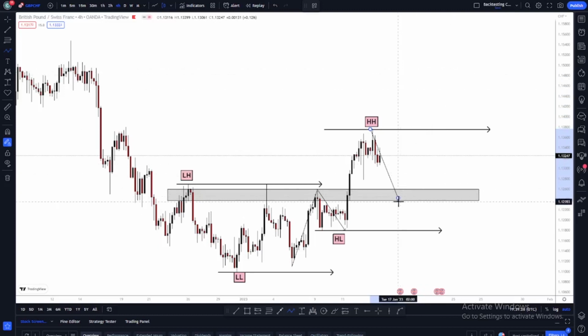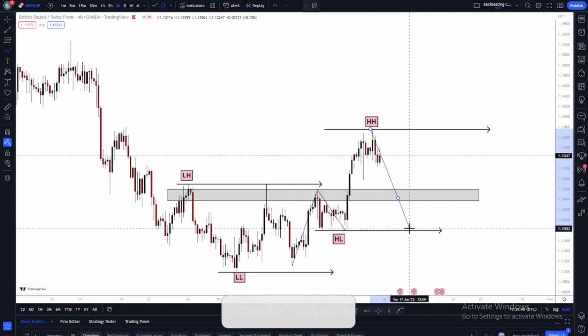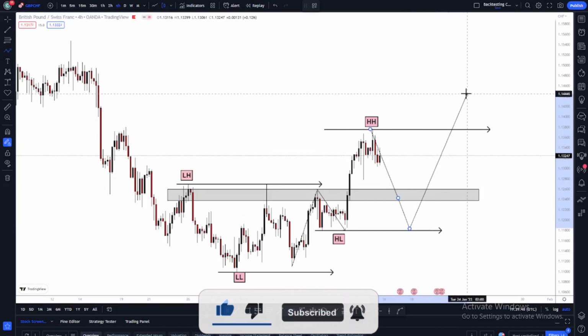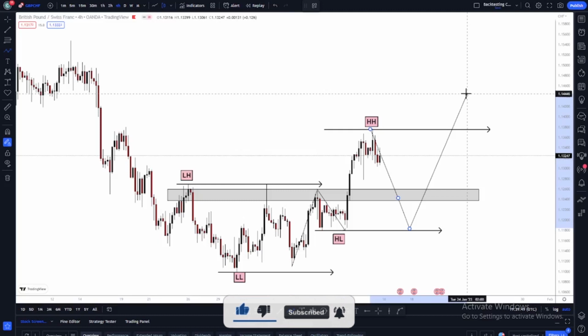In case that doesn't happen and price breaks below the zone, we will expect it to come into its higher low and bounce back to the upside. Do you get me? So that will be our second setup.